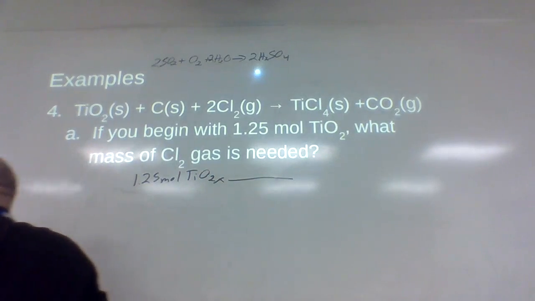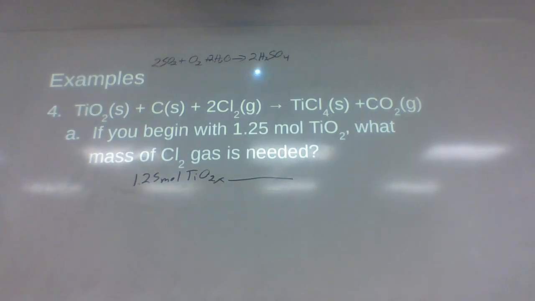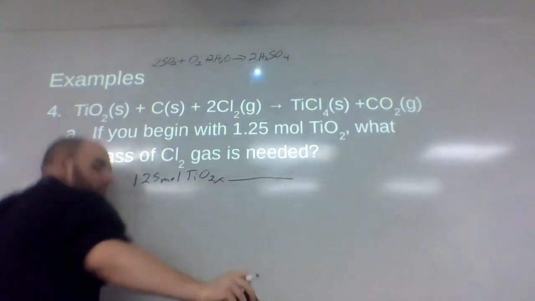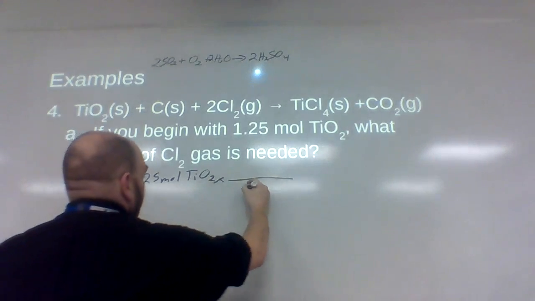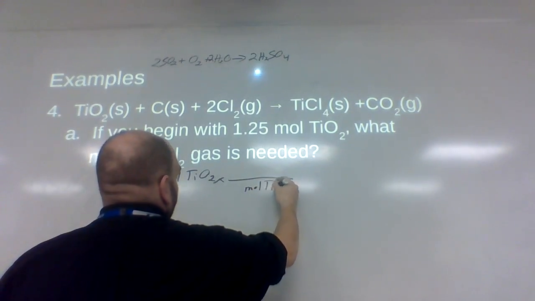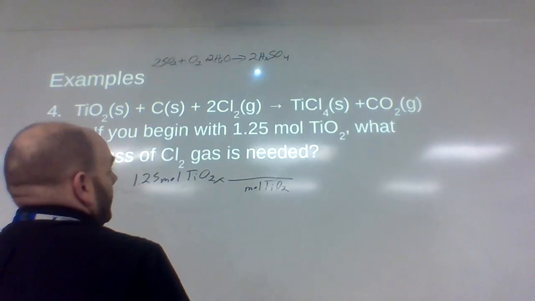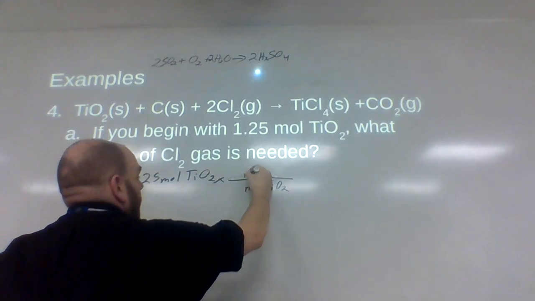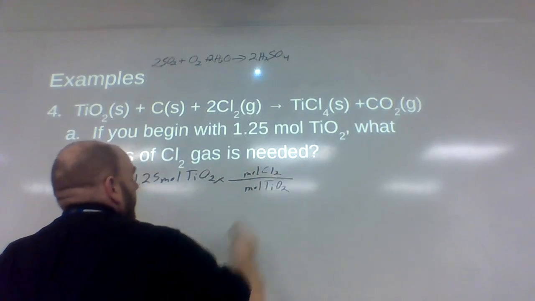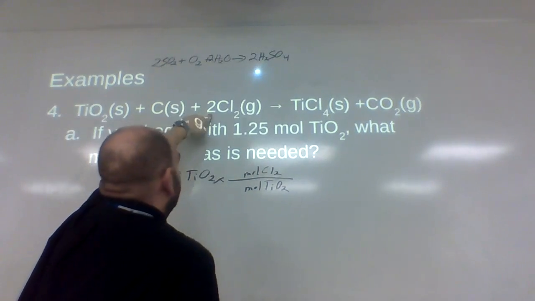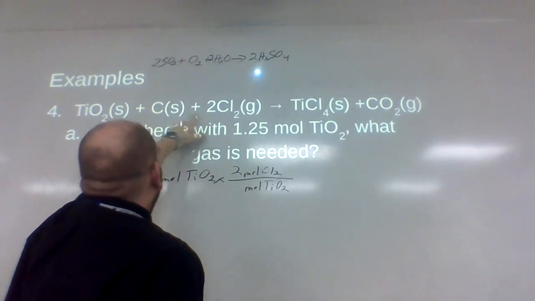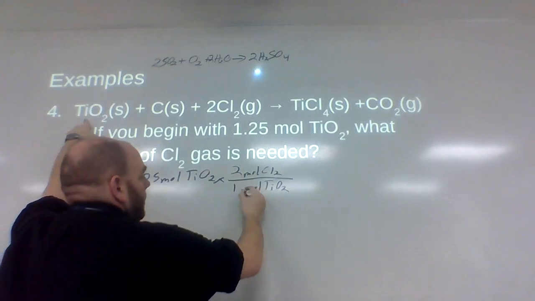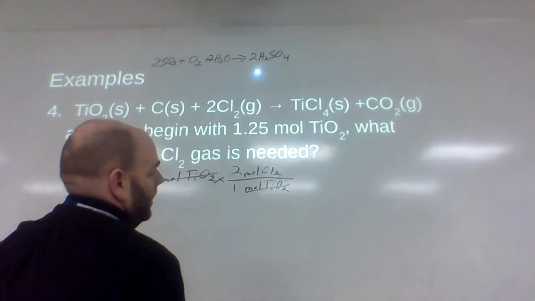Okay, if I want to cancel that, where are those moles going to go? They are going to go on the bottom. So the moles of TiO2 are going to go on the bottom. What am I trying to get to? Oh, what mass of Cl2, right? So I'm trying to get to Cl2, so we're going to go moles Cl2. Now I look at my balanced chemical equation, 2 moles Cl2, 1 mole TiO2, moles of TiO2 are gone.